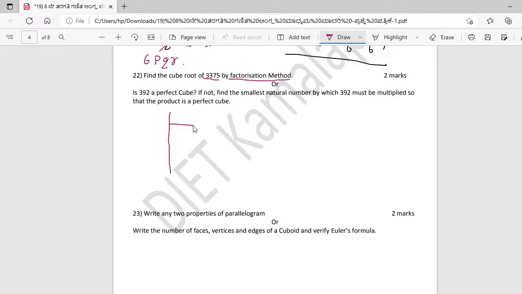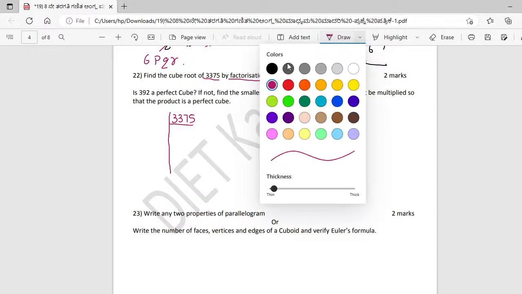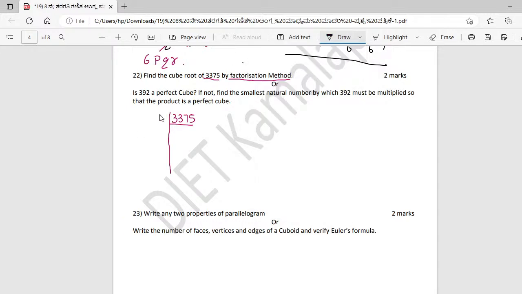So let us divide 3375. I hope it goes in the 5 table. It is divisible by 5. So let us go with our 5. That is 5 6s are 30, 3 is remaining. So that becomes 37, 5 7s are 35, 2 is remaining, that becomes 25, 5 5s are 25.